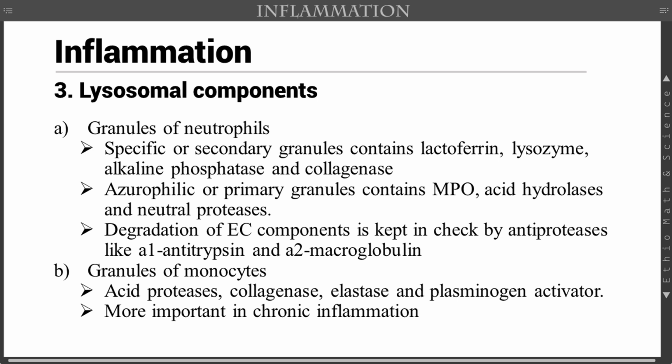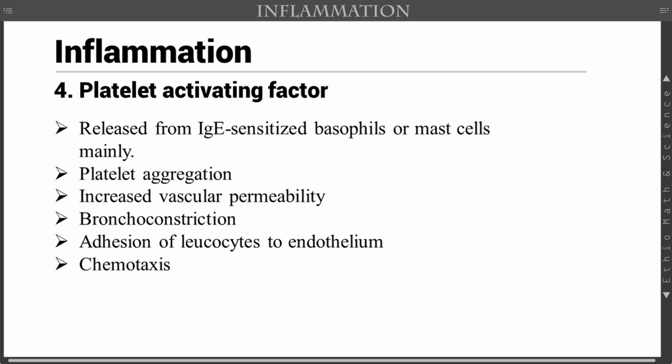Monocytes and macrophages contribute acid proteases, collagenase, elastase, and plasminogen activator, a repertoire that becomes increasingly important as inflammation slips toward tissue remodeling. Platelet activating factor, the whisper that becomes a storm. PAF is a phospholipid mediator, minute in amount, massive in effect. It's synthesized on demand from membrane phospholipids, typically via phospholipase A2 generating lyso-PAF.